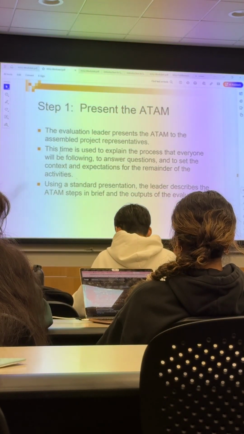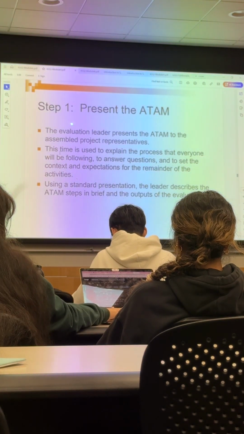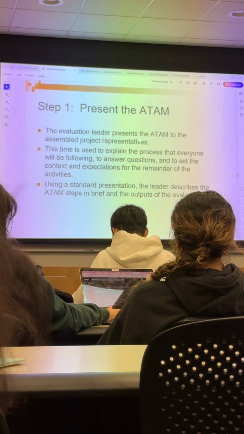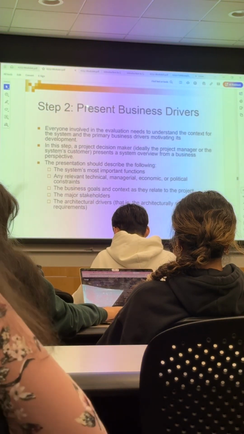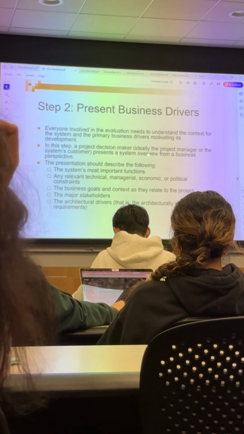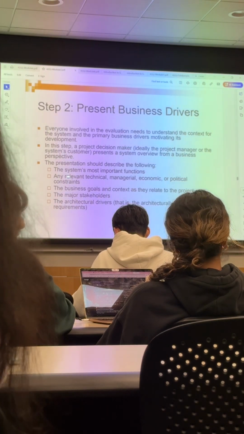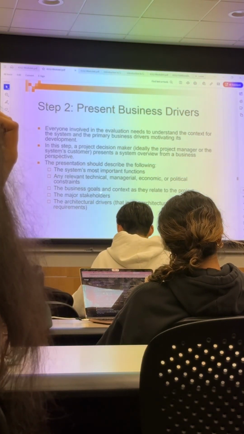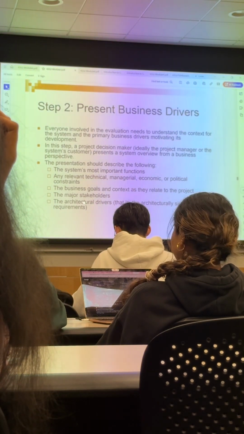The first step is to present the ATAM. You can see the different steps. So the evaluation leader will present the ATAM process, make sure everyone is on the same page. Step 2, business drivers, typically the project decision maker, ideally the project customer, will show all that is relevant in terms of the business drivers, business context, the business goals, share who the stakeholders are, the drivers, and so on.